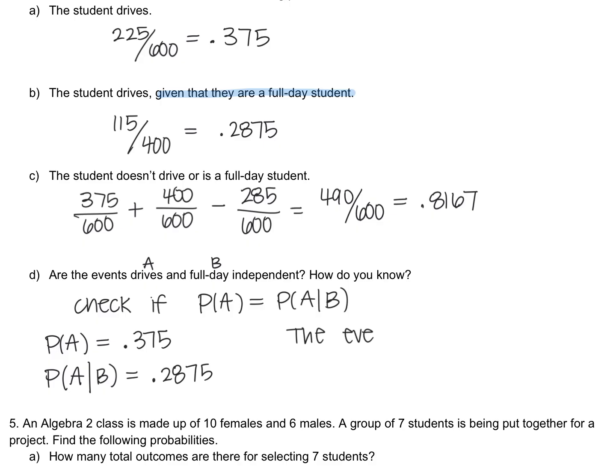So the events are dependent. And then it would be because 0.375 does not equal 0.2875.